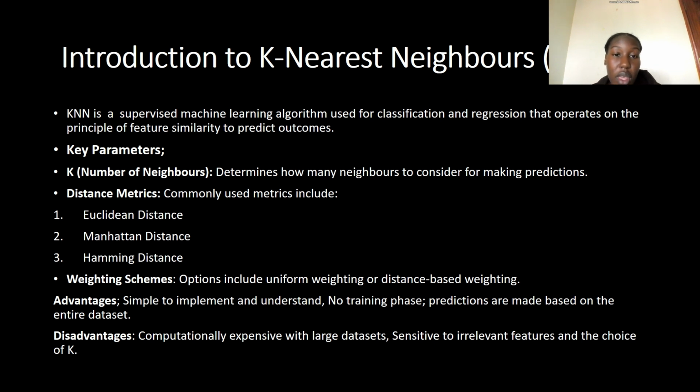The advantages of KNN include its simplicity and ease of understanding, as well as the fact that it does not require a training phase. Predictions are made based on the entire dataset. However, it also has disadvantages, such as being computationally expensive with large datasets and being sensitive to irrelevant features and the choice of K.